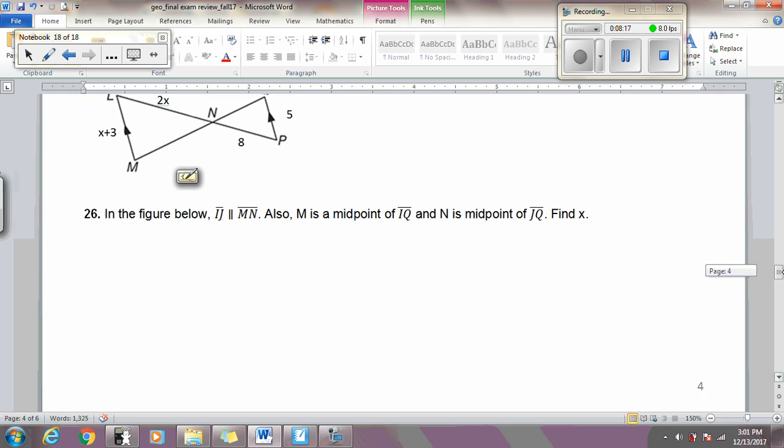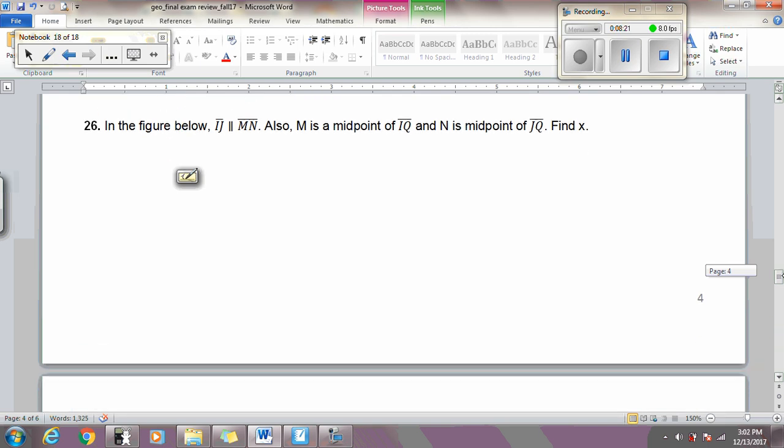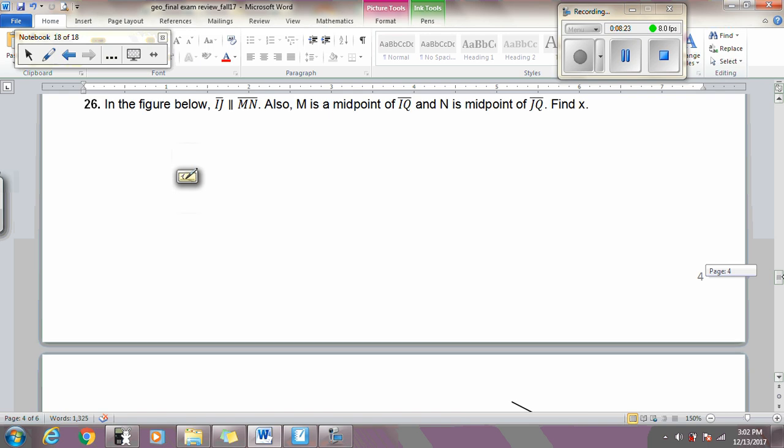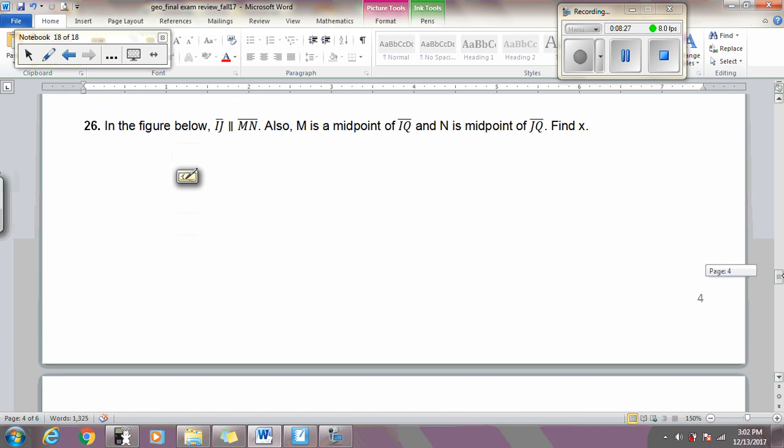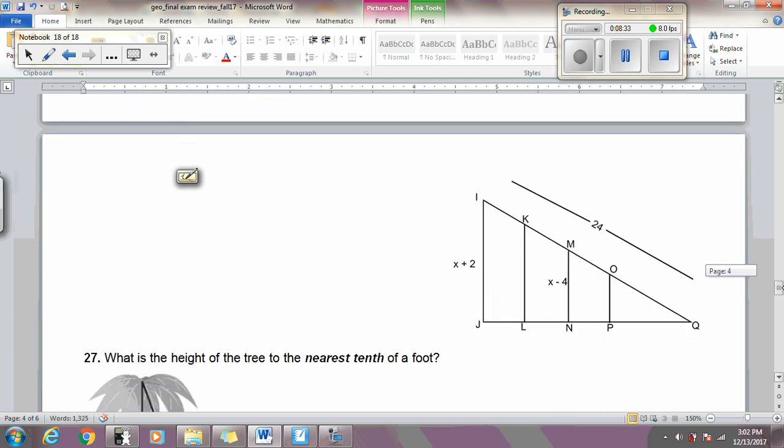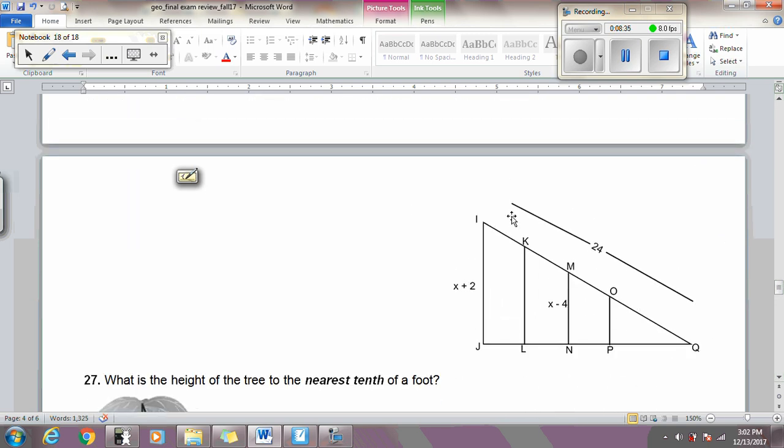My picture got shifted down. On 26, it says IJ is parallel with MN. M is the midpoint of IQ, and N is the midpoint of JQ. Find x. So let's look at the picture. Sorry, it wasn't supposed to be shifted.